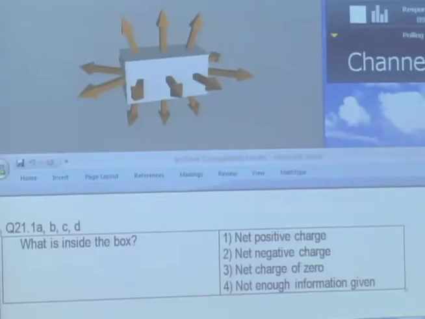Question, yes. Let's come back to that question. That's a good question. Someone's asking what if you had a negatively charged ring and you put a box at the center, what would the pattern of field around the box look like? And so we'll come back to that.